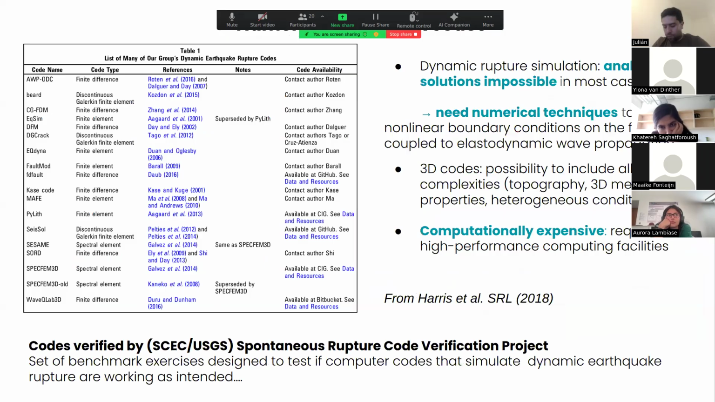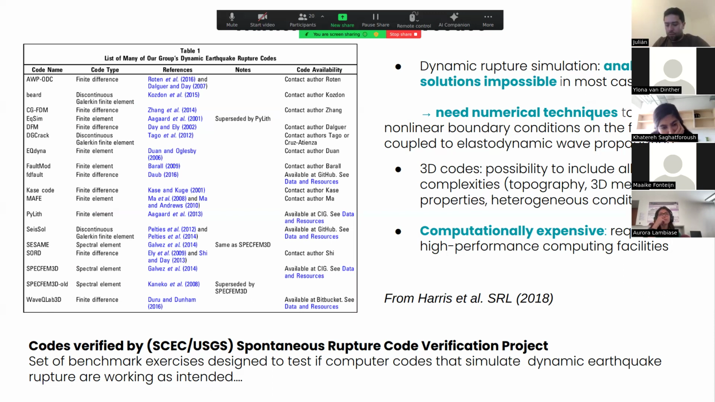So we don't have an analytical solution for the dynamic rupture simulation problem, so we need numerical techniques. There are a lot of different dynamic rupture codes, with different numerical techniques. As you can see here, you have a list of the principal codes in dynamic rupture simulation. The good thing is that these codes are verified by the Spontaneous Rupture Code Verification project, which is a set of benchmark exercises to check that the dynamic rupture simulation codes work as they should.